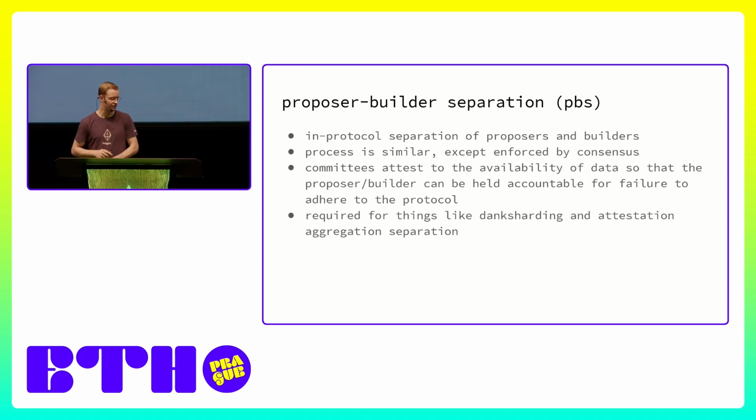It's also important to note that PBS is a requirement for danksharding, which most of you probably have heard of. Because danksharding increases the requirements on the builders, without having the separation between the proposers and the builders, that means that we would also have to increase the hardware and bandwidth requirements of the validator set, which is something that we really don't want to do. So PBS is important for many things in the future, not just how MEV is extracted.